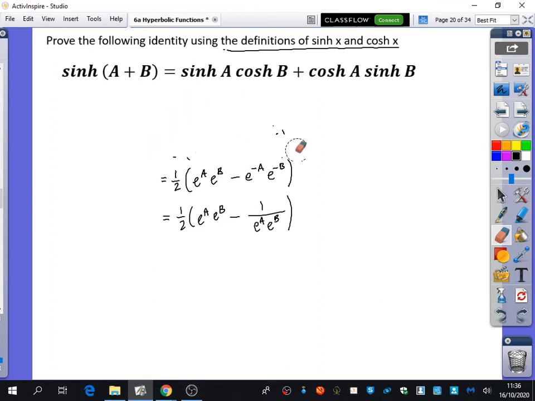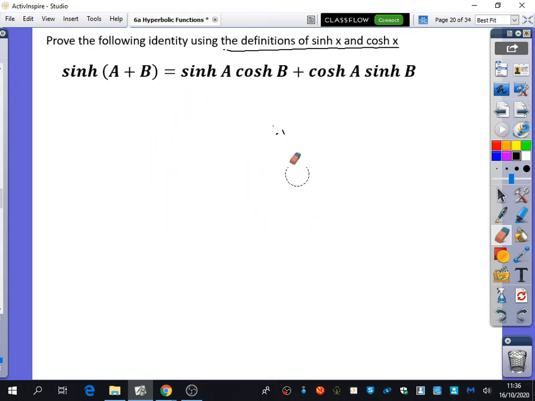We're not going to start from the left-hand side in this case. We get a bit stuck. So we're going to start with this instead. We're going to start instead with sinh A cosh B plus cosh A sinh B. We're going to work on that side instead. And I'm actually going to start my working out down here because I think I'm going to run out of a bit of space, okay?